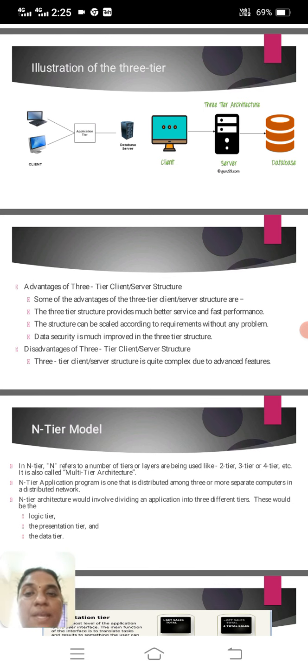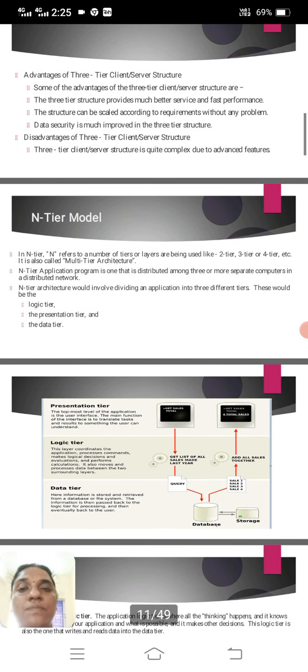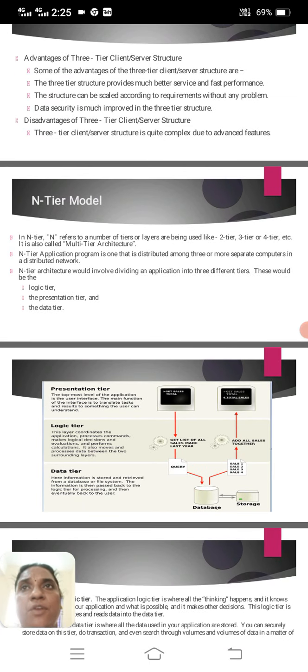So these are the advantage and disadvantage. Coming to the entire model, in 2-tier we know that we have client and server. In 3-tier, we have client, data and application layers. In n-tier, we have any number of layers. It can be 2-tier, 3-tier, 4-tier, etc. Usually this is called multi-tier architecture, so we have an n-tier application program.